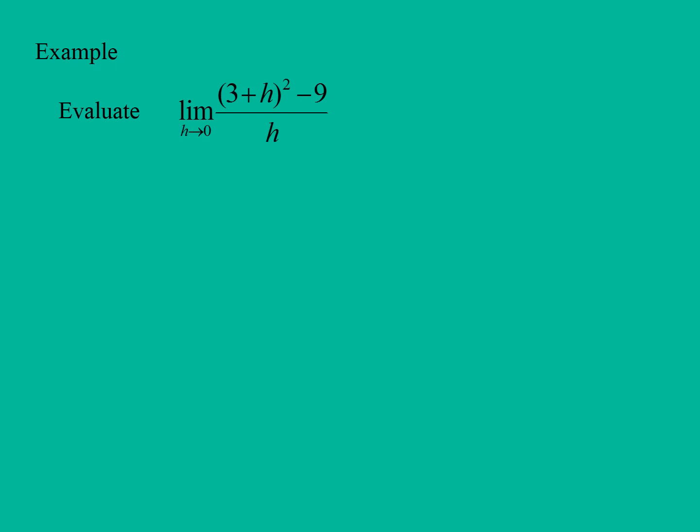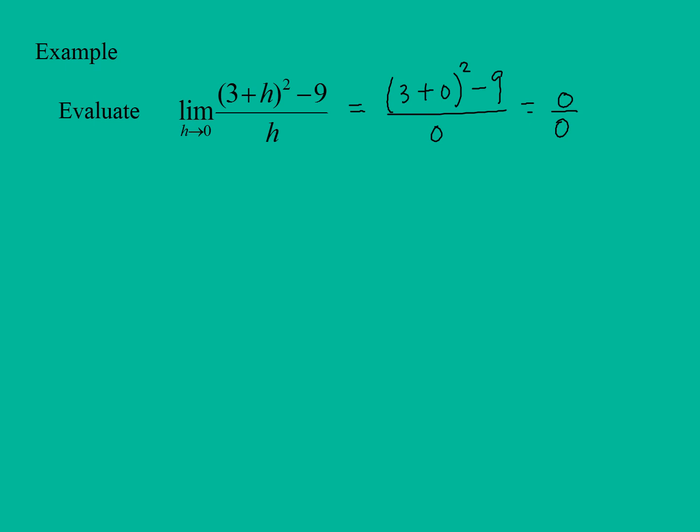Another example. Now when we're evaluating limits, the first thing we always want to try is direct substitution. So if we use direct substitution for this one, we would plug in 0 for all of the h's. So we'd get (3 plus 0) squared minus 9 all over 0, which gives us 0 over 0. This is the indeterminate form.